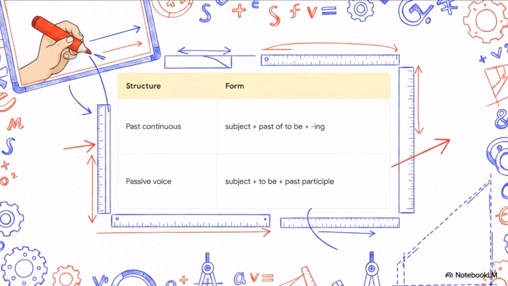Now, what's really interesting here is how mathematical these formulas look. The structure is just the name of the pattern, like the past continuous. But the form, that's your exact blueprint. It's the subject plus the past tense of the verb to be plus the ing form of the verb. So, he was running. Or take the passive voice, subject plus to be plus past participle. The road was built. It is literally like following a precise architectural formula.